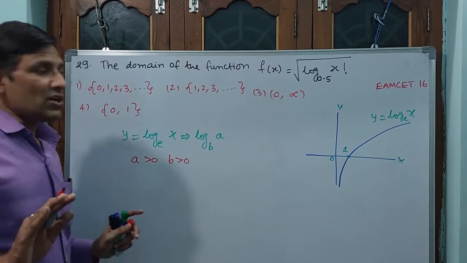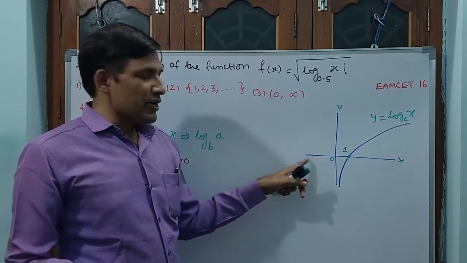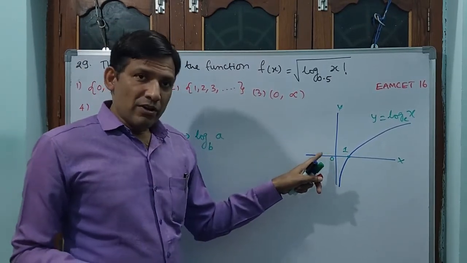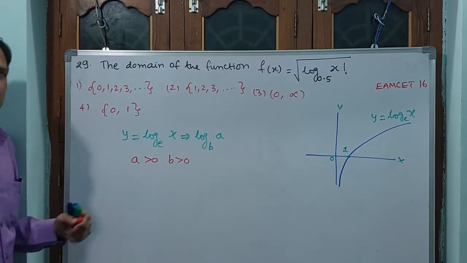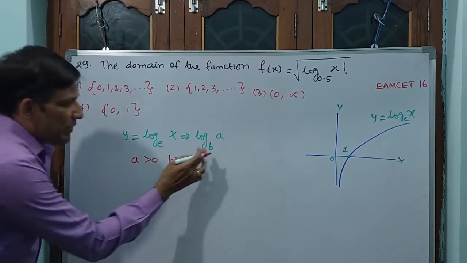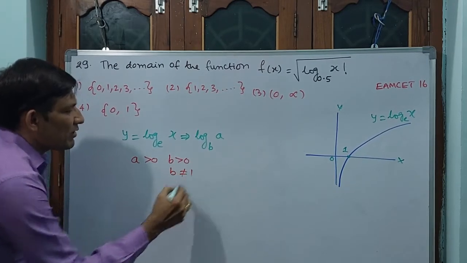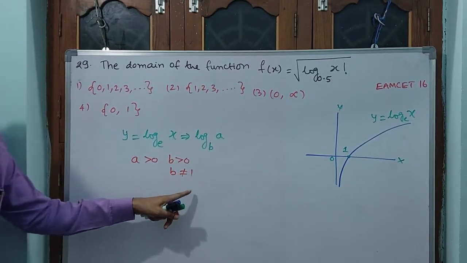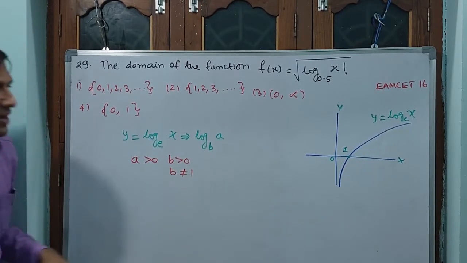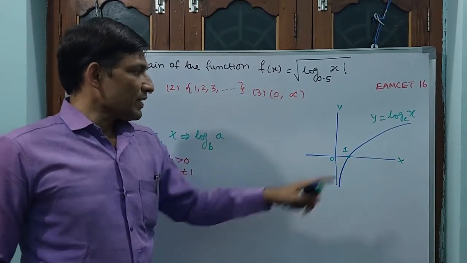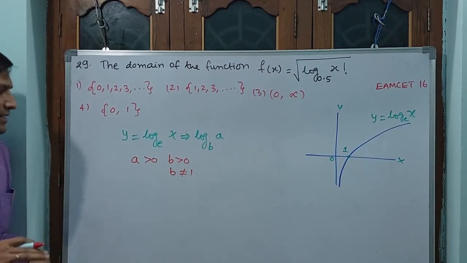That means logarithmic functions are not defined for negative numbers. Negative values may come as output, but not as input. You have to give only positive input. 0 also you should not give. Greater than 0 means 0 you should not give. Another thing, for base b, one condition is there. B should not be equal to 1. Greater than 0 includes 1, but the base should not be 1. If the base is 1, you don't get any result. That is another condition.